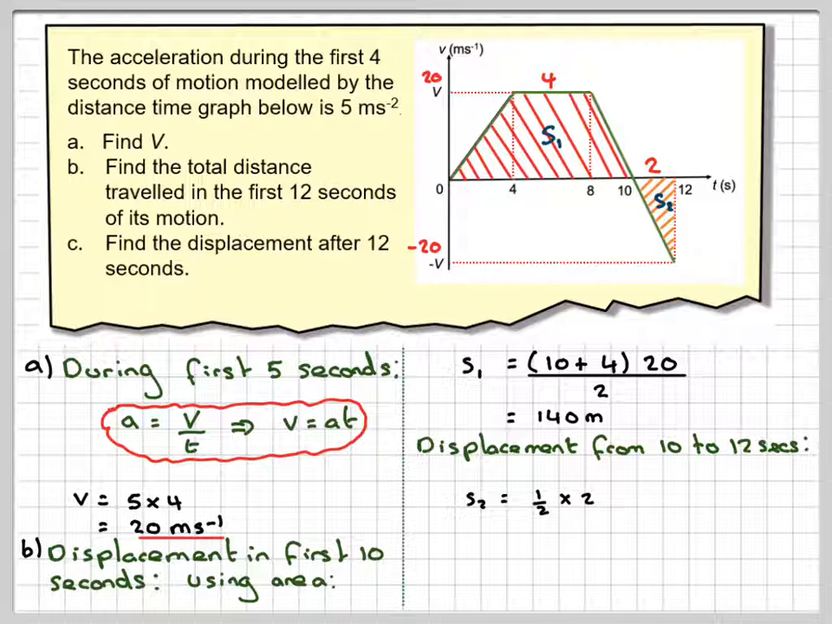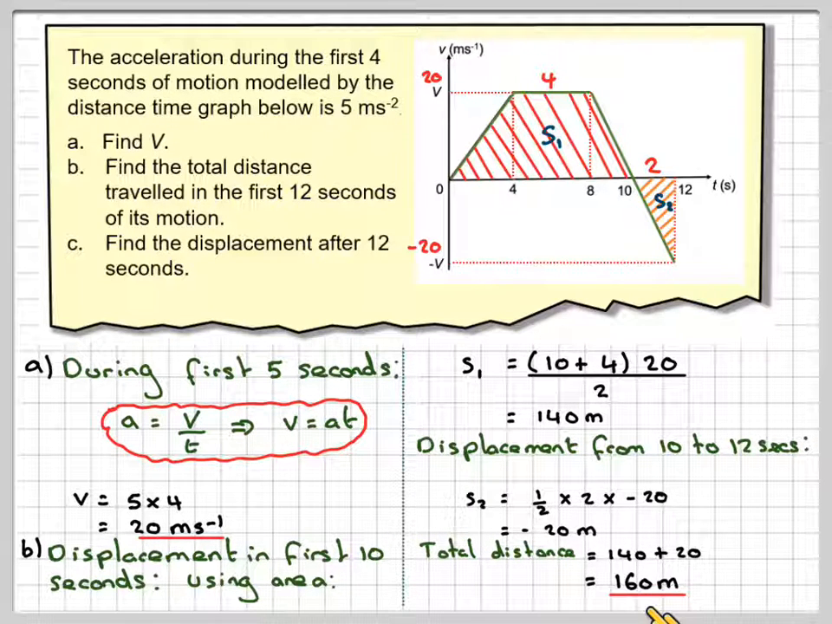S2 is a triangle, so half times 2 times the height, which is minus 20, which gives minus 20 meters. But when we talk about distance, we just ignore the minus sign. Therefore, the total distance is equal to 140 plus 20, which is equal to 160 meters.